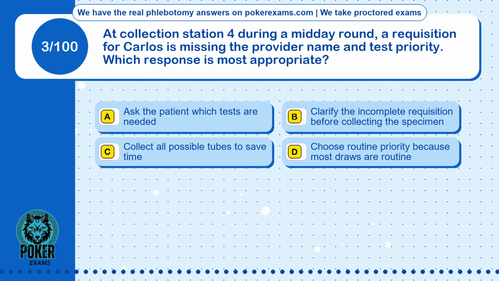Question 3. At collection station 4 during a midday round, a requisition for Carlos is missing the provider name and test priority. Which response is most appropriate? Option A. Ask the patient which tests are needed. Option B. Clarify the incomplete requisition before collecting the specimen. Option C. Collect all possible tubes to save time. Option D. Choose routine priority because most draws are routine.